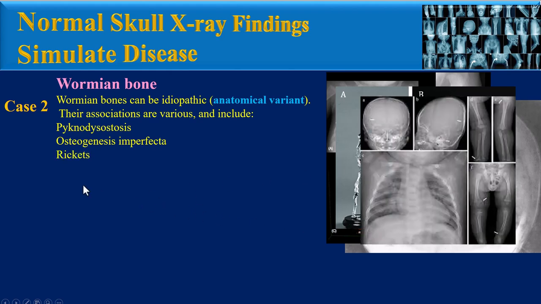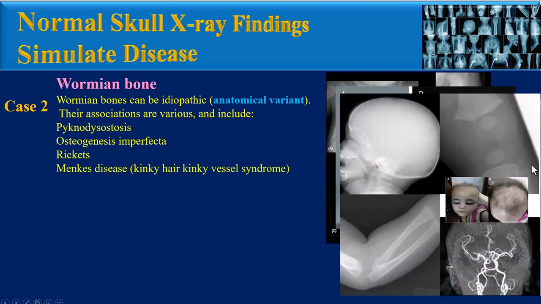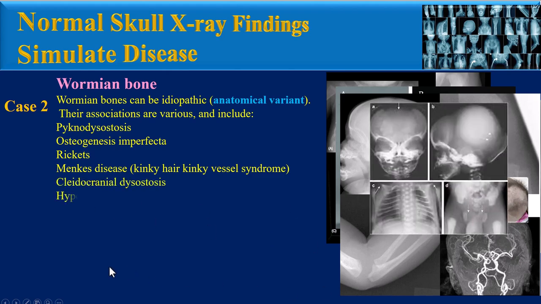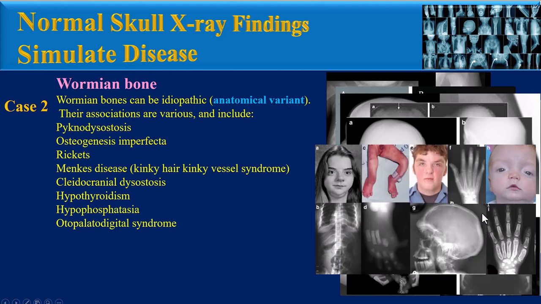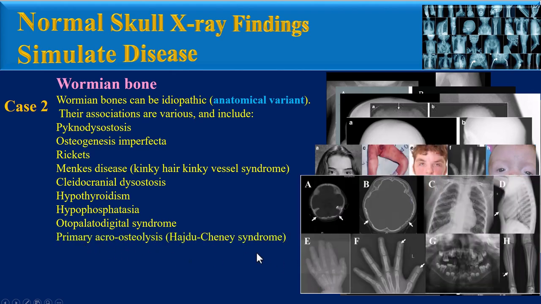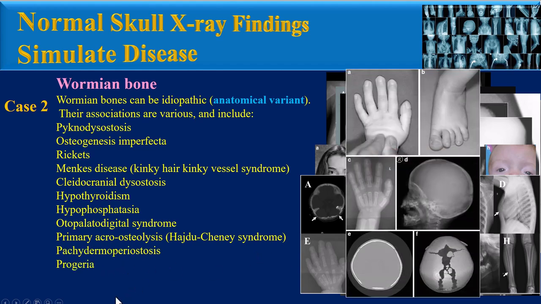Pyknodysostosis, osteogenesis imperfecta, rickets, Menkes disease or Kinky hair syndrome, cleidocranial dysostosis, hypothyroidism, hypophosphatasia, oto-palato-digital syndrome, primary acro-osteolysis or Hajdu-Cheney syndrome, pachydermoperiostosis, progeria, and also Down syndrome.